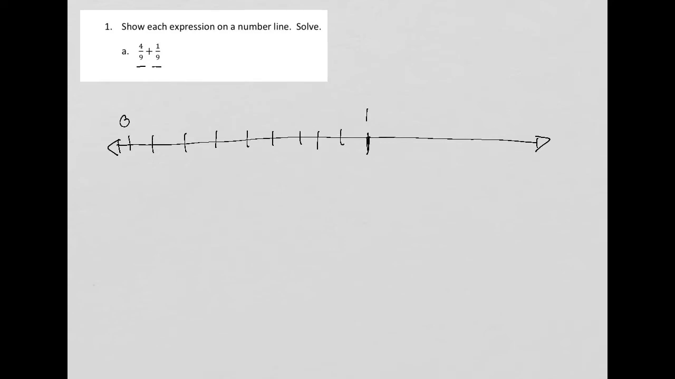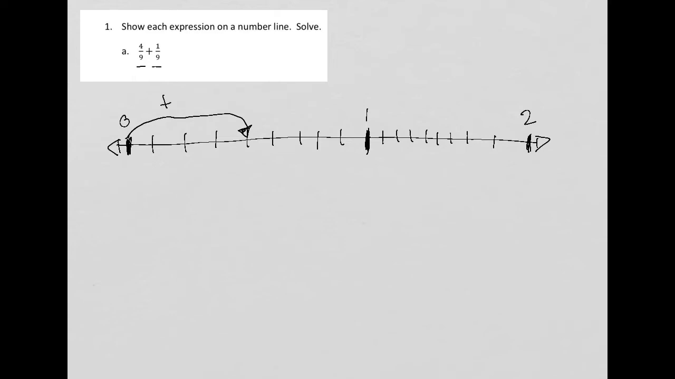So now I have ninths split up between 0 and 1. If I continue this on, and I said this was equal to 2, I would also split this into ninths. 1, 2, 3, 4, 5, 6, 7, 8. We're going to pretend that they're equal spaces. Okay, so now I'm doing 4/9 plus 1/9. So I'm going to count out 4. 1, 2, 3, 4.